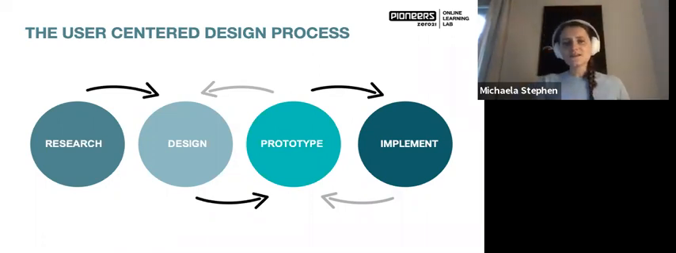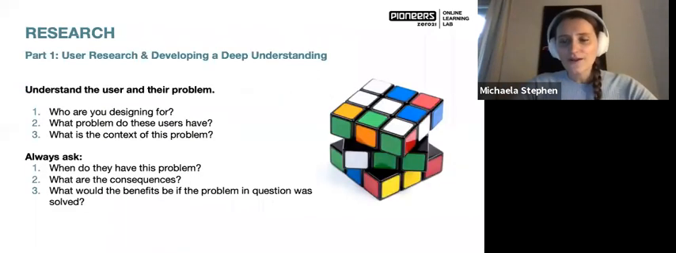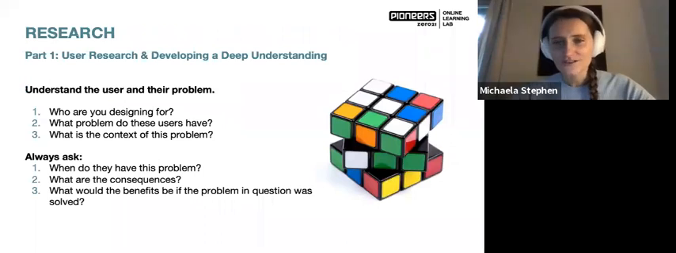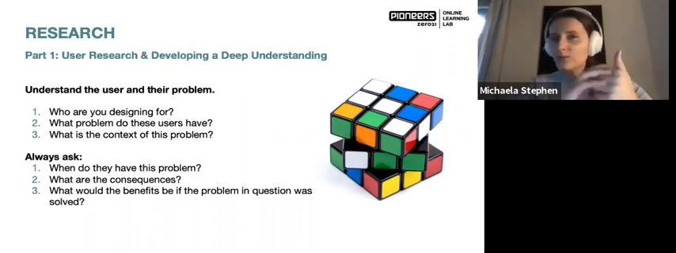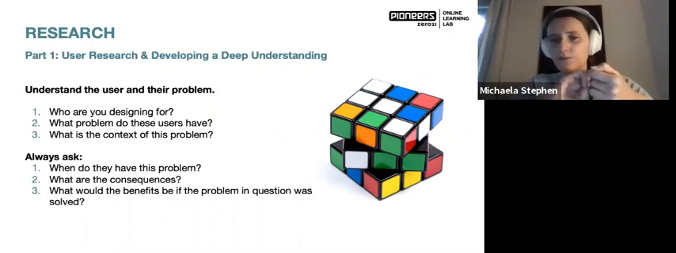So the first phase, research. At this point of the journey, as I've mentioned, it's all about understanding the user and the problem that they're facing. And at this point, there's three key questions you need to ask. So, who are you actually designing for? Who's your user? What problem do these users have? And what is the context of this problem?